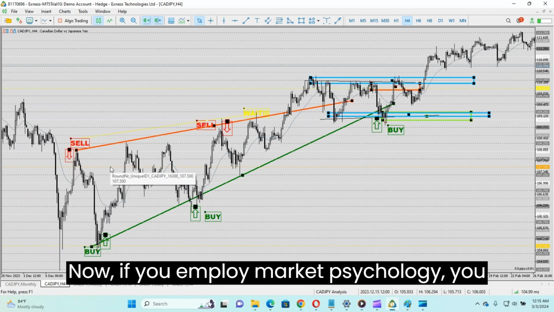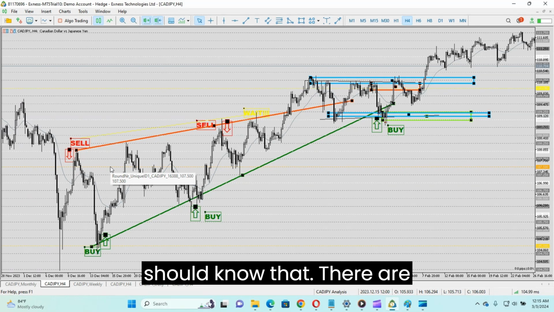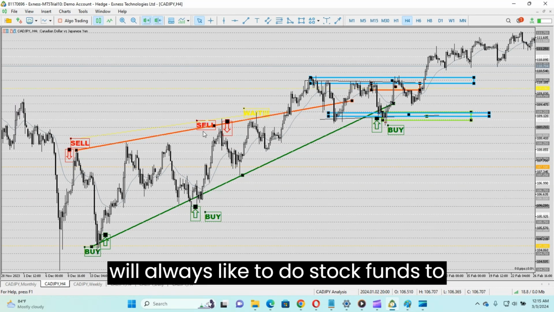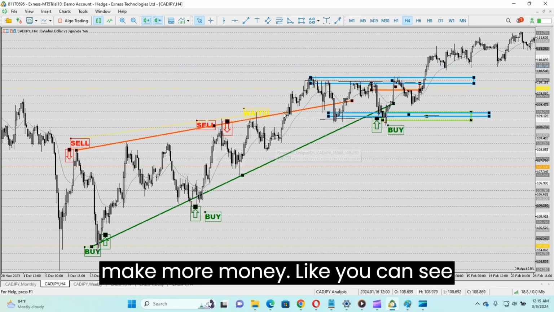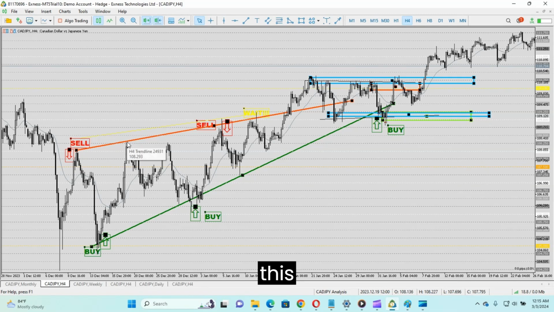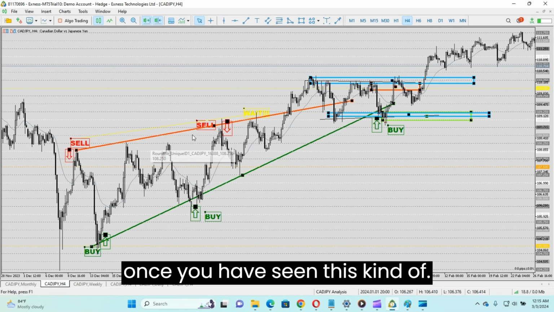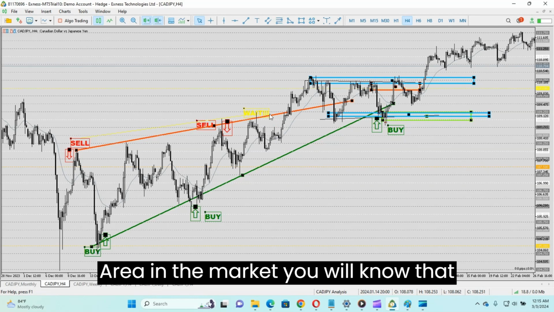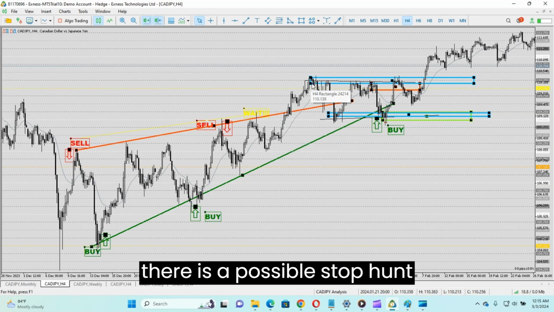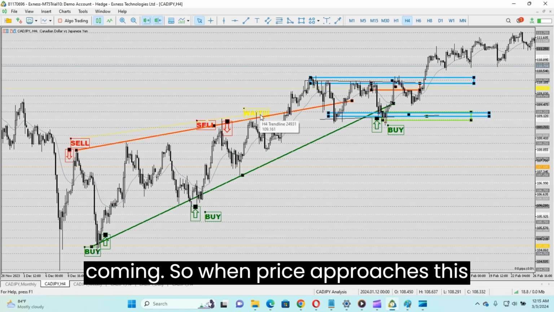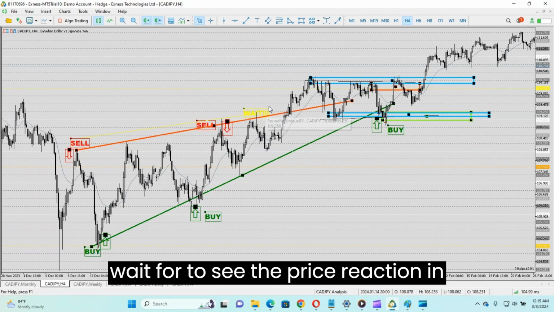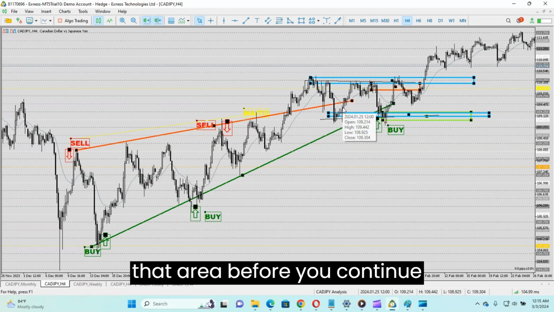Now if you're employing market psychology, you should know that there are areas where market makers will always like to do stop hunts to make more money. Like you can see this point, 1, 2, 3, 4. Once you have seen this kind of area in the market, you will know that there is a possible stop hunt coming. So when price approaches this area the next time, you need to wait to see the price reaction in that area before you continue trading.